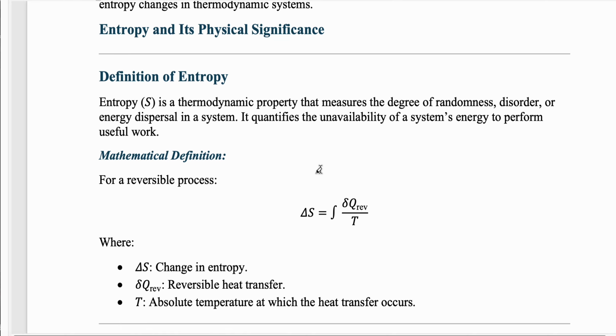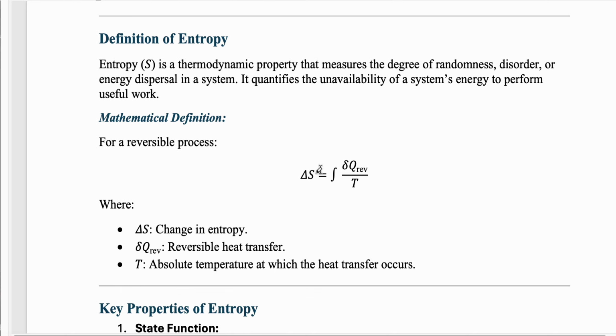That's just the definition. If someone asks you what is the definition of entropy, you can simply say that entropy is a thermodynamic property that measures the degree of randomness, disorder or energy dispersal in a system. So if energy is being given out from a system, it involves more and more disorderness in the system. If we can measure how much energy is given out by the system, we can also measure the disorderedness in that system.